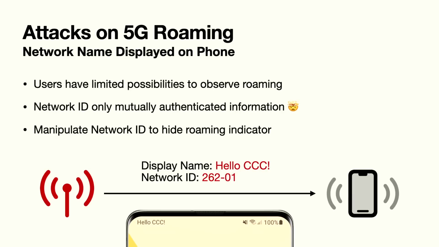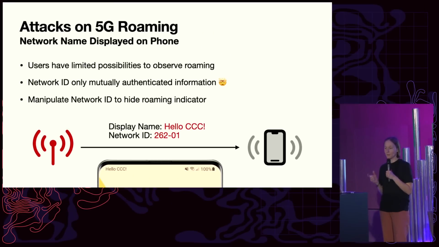But how can we use this knowledge for an attack? As we just saw, the user has quite limited possibilities to observe the roaming themselves, because they only see a network name displayed, and they might see this small R. But the problem is that the network ID is the only mutually authenticated information in this whole authentication protocol. That means if the network would announce any name and a different network ID, the phone wouldn't realize that, and the user couldn't realize this either, because the user only sees this displayed name.